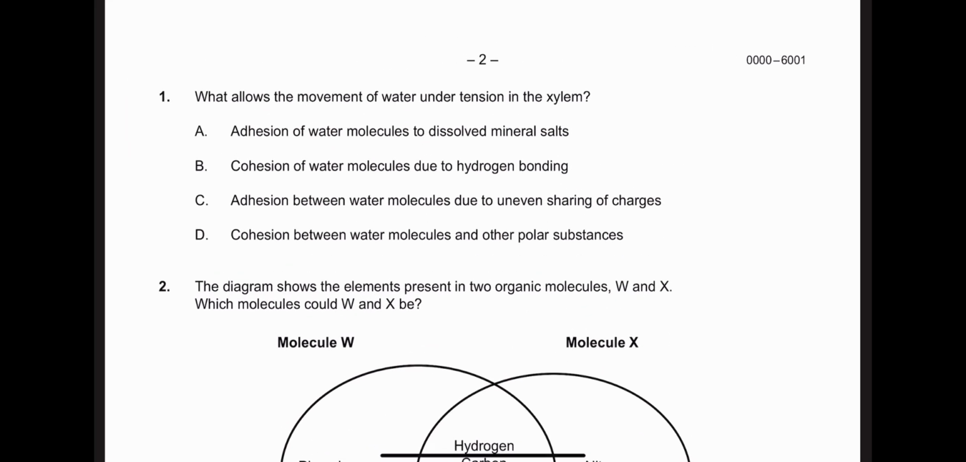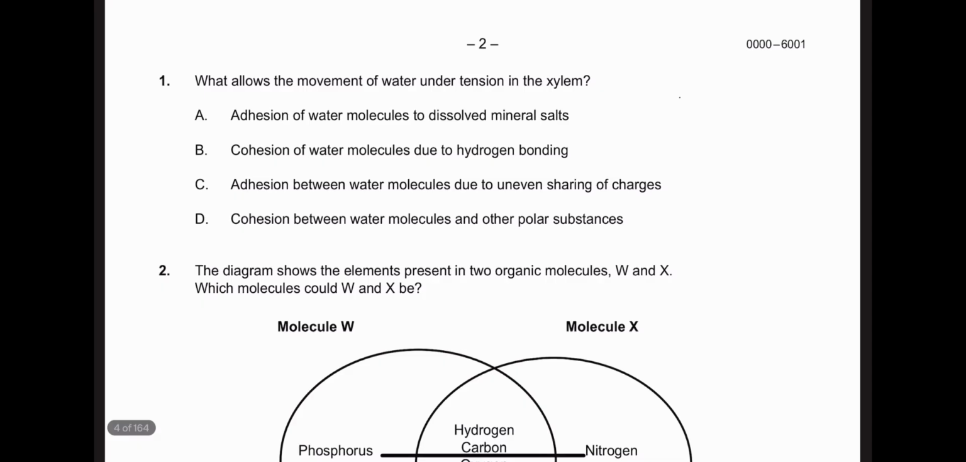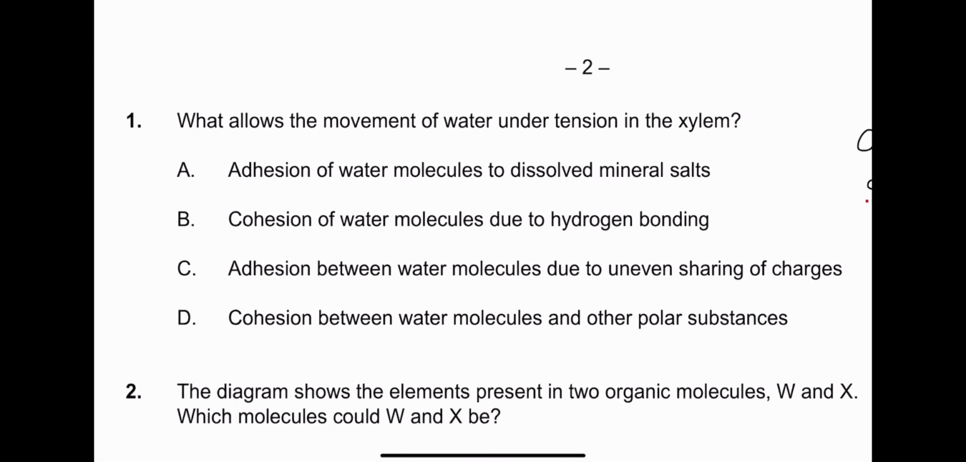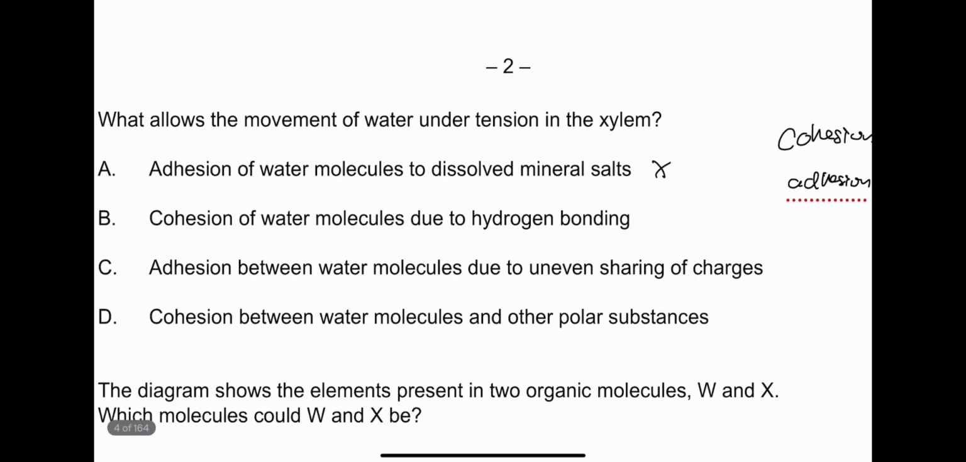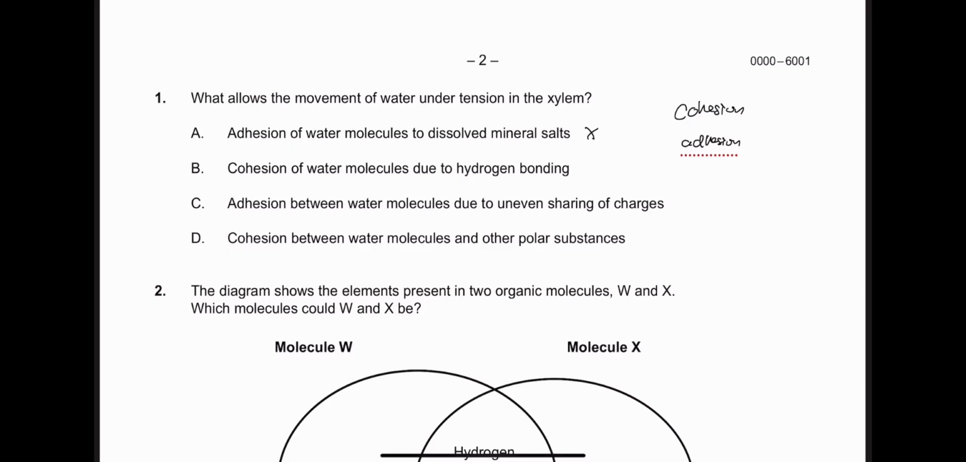Question 1. What allows the movement of water under tension in the xylem? So we know water under tension, what allows movement. We're looking for something to do with cohesion between the water molecules, perhaps even adhesion of water molecules to the xylem walls. So adhesion of water molecules to dissolved mineral salts, that's not true. They adhere to the xylem walls.